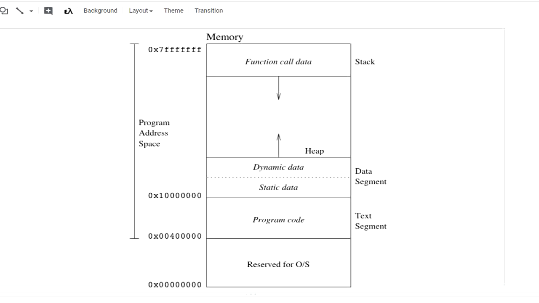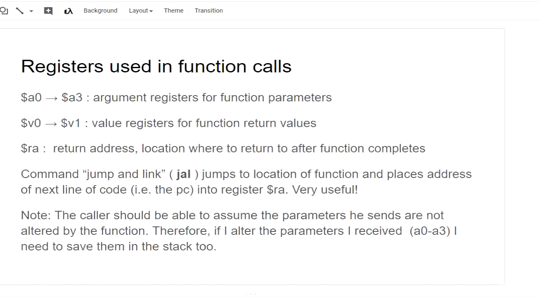So let's look at the calling function now. What are we going to do? Essentially, what we want to do is, before we jump to our function, we want to store in RA where to return to. So we have a special command called jump and link, JAL.